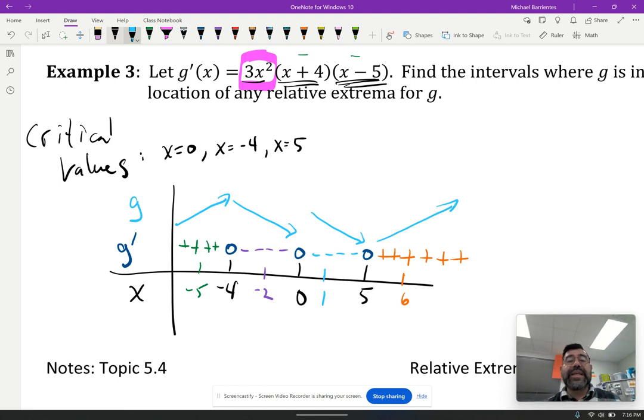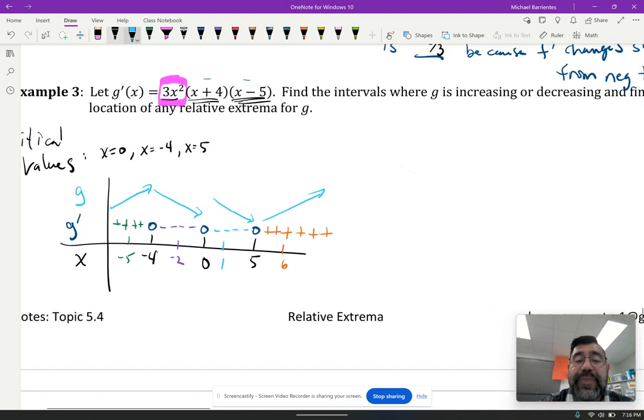Do you see any peaks or valleys? Well, yes, there's a peak here, so the relative maximum is going to be at -4. There's a valley over here, a dip, so the relative minimum is going to be at 5. But at 0, there is none.